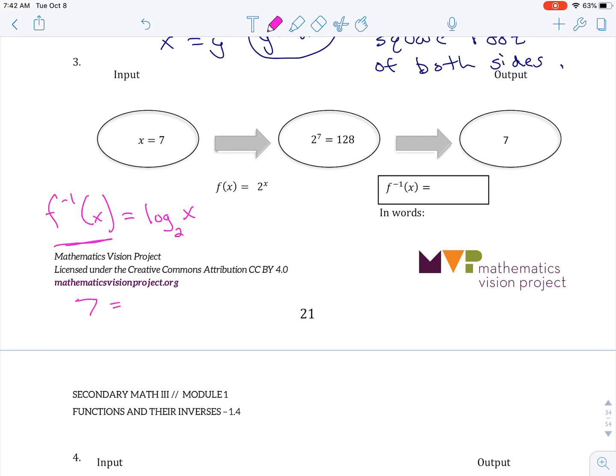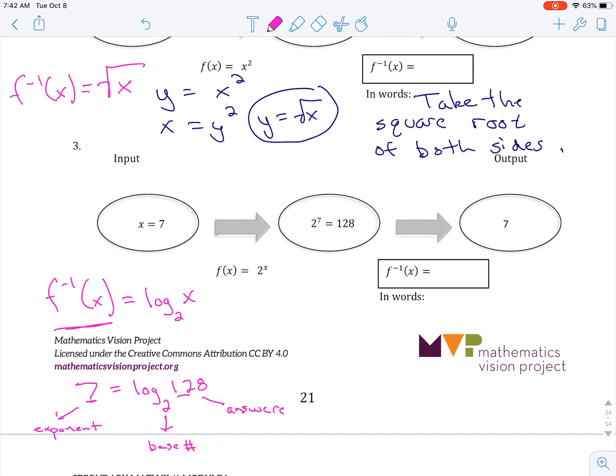7 is equal to log base 2 of 128. And then remember, it goes 2 to the 7th power is 128. Okay, so this is our exponent, and this is our base number, and this is your answer. And you can also just write your answer there. Obviously, you guys have probably already picked up on that.